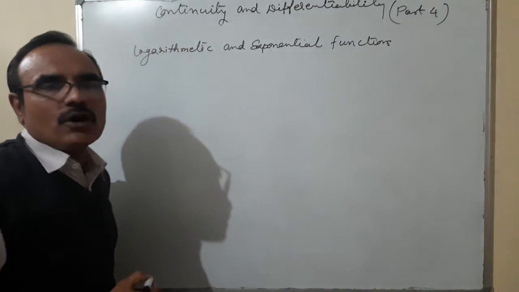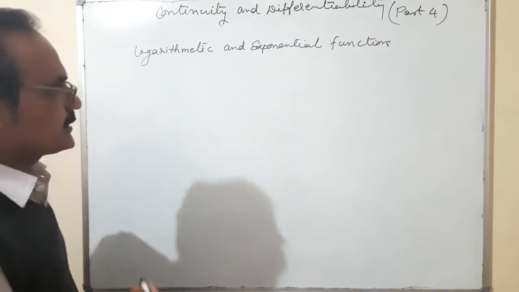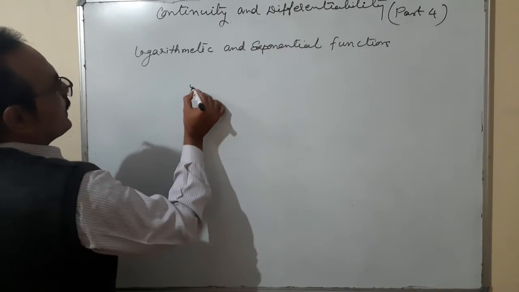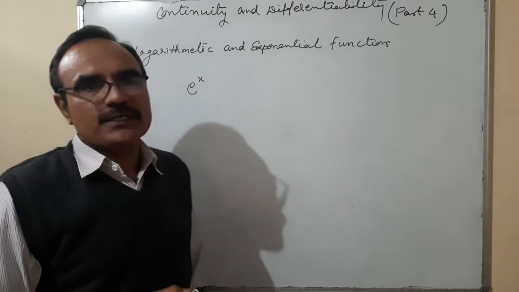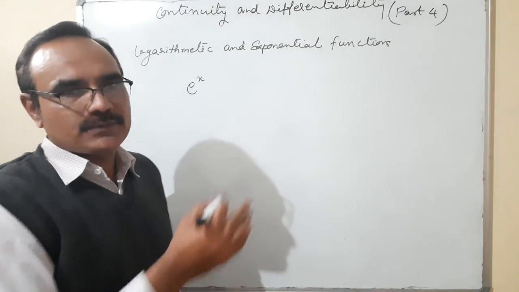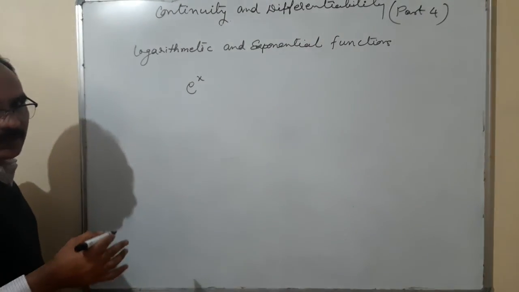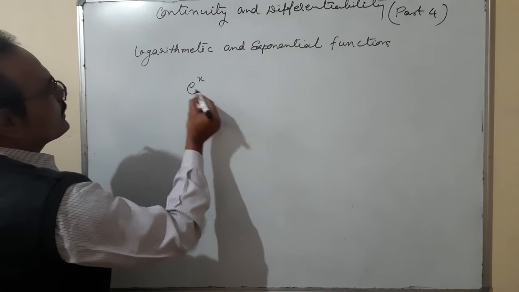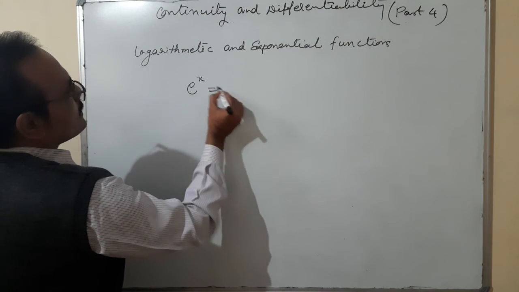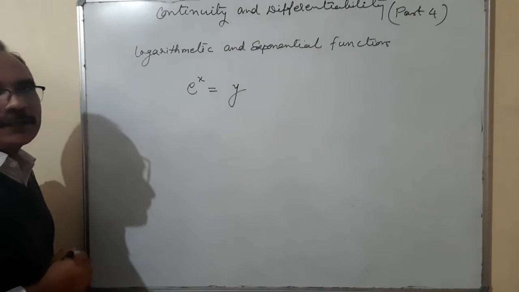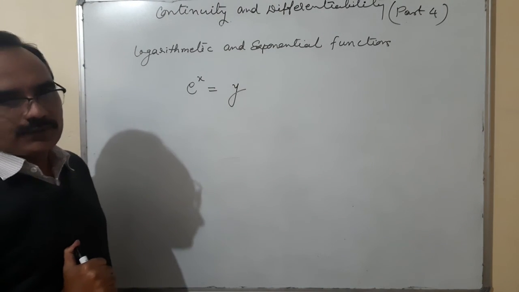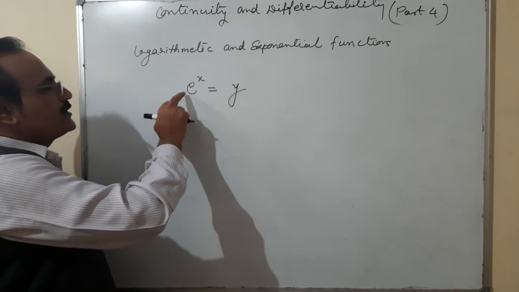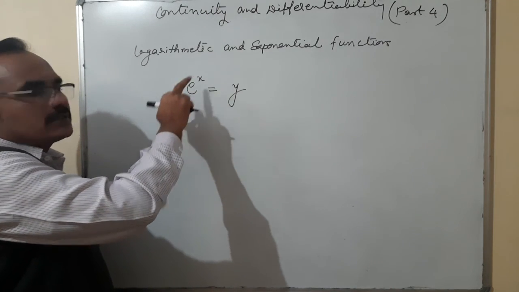What is the meaning of logarithmic and exponential functions? e to the power x, you're aware of that. In class 11th you have studied about the exponential function, e to the power x. Its expansion is 1 plus x upon factorial 1 plus x square upon factorial 2, like that. Suppose e to the power x is equal to y. Any exponential function, its value is equal to y. So that is the exponential function which is expressed in the form of e to the power x.